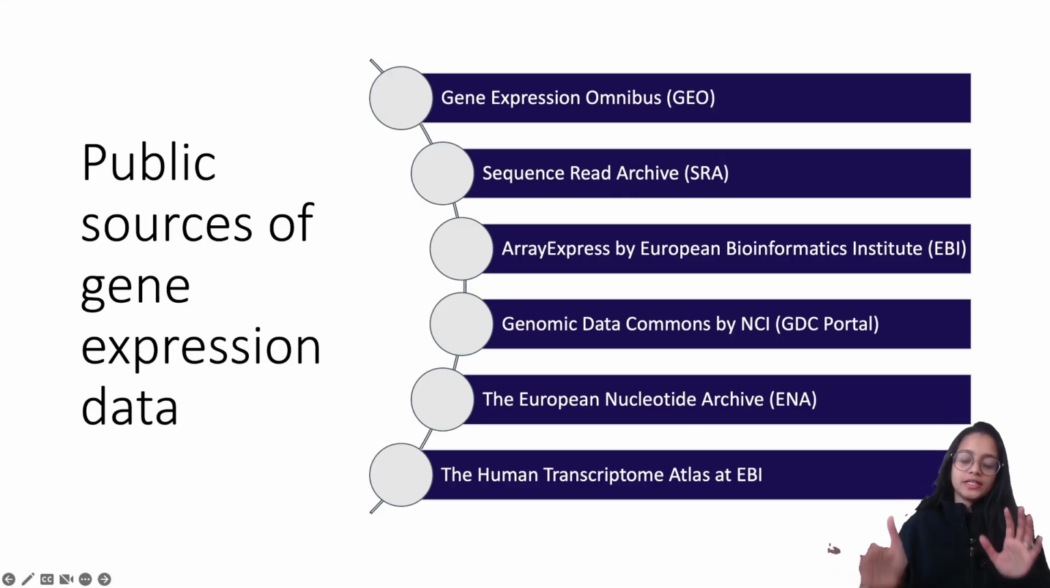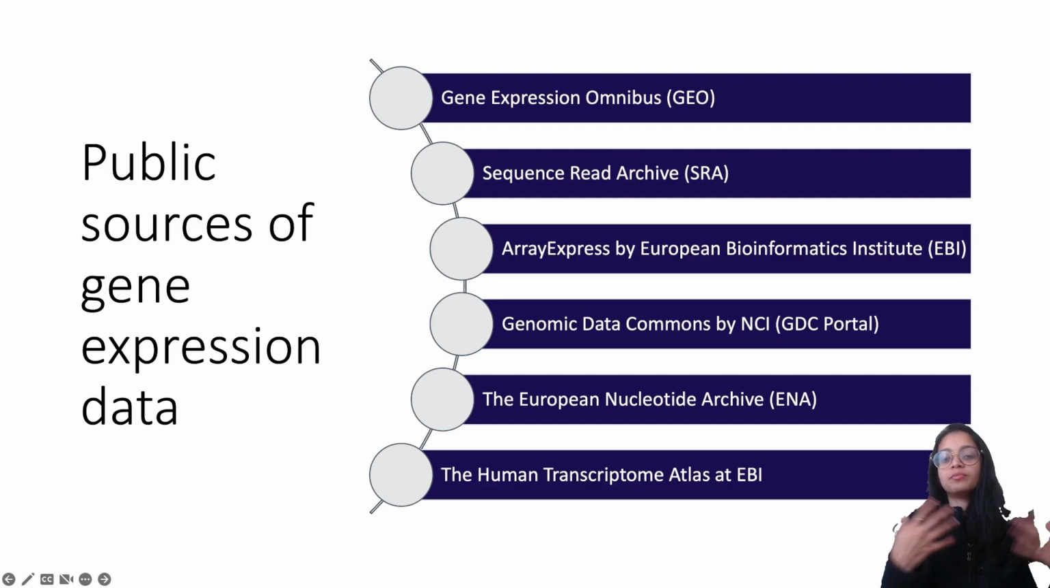Before going into the details of Poly and the OmixAtlases, let us talk about some of the public sources of gene expression data where most of us extract the RNA sequencing or the bulk RNA sequencing data from. The first and the most commonly used source is the Gene Expression Omnibus by NCBI, which is a repository for gene expression data, including the RNA sequencing data, and it has a collection of datasets from a wide range of studies and organisms.